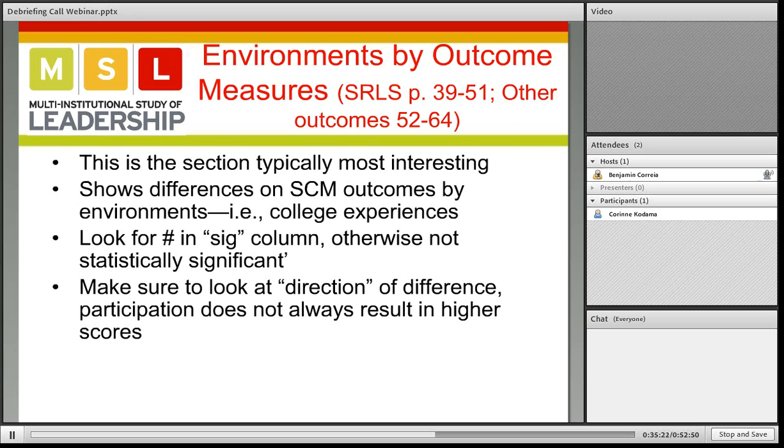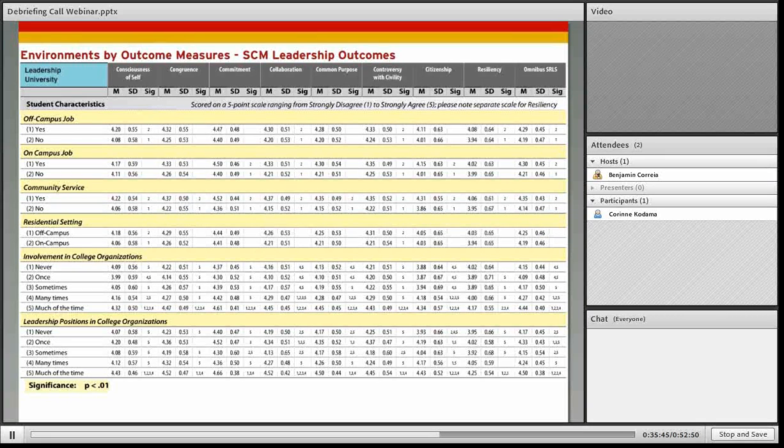Now, the next section tends to be the one that most people are interested in, and these are the environments by outcome measures. So they're similar to the tables I just showed you, but instead of student characteristics, it contains participation in college experiences, such as your leadership programs, which most of you work in. So here's an example. Again, it's like the previous tables. Check the top left corner to make sure you're looking at the right data. The outcomes are listed across the top. And then the different groupings and whether students have participated in them.